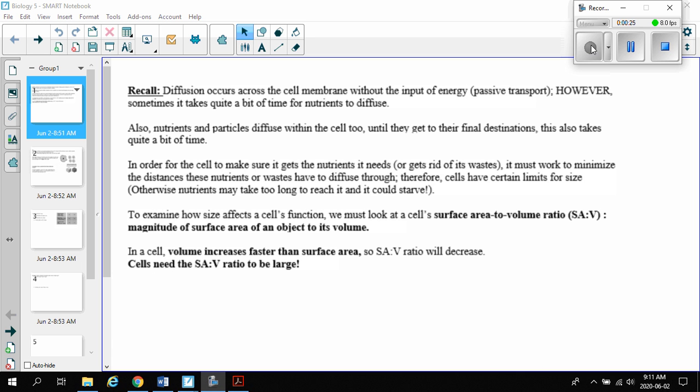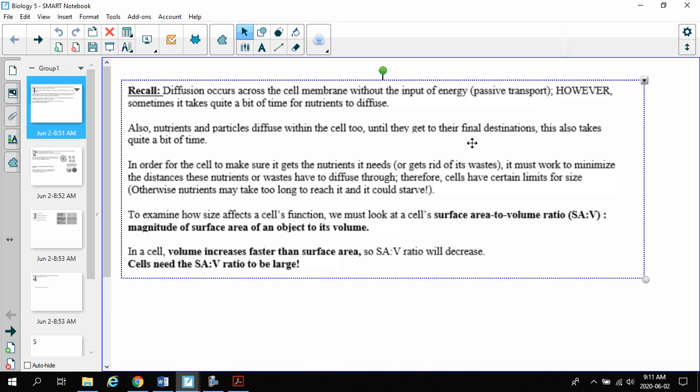From the lesson B4, if you haven't gone through B4, make sure you go back. And I would recommend looking at some of those YouTube videos that I mentioned, just for the visuals of what's actually happening at the level of the membrane. As we learned, diffusion occurs across the cell membrane without the input of energy. So that's passive transport. If it requires no energy, that's passive transport.